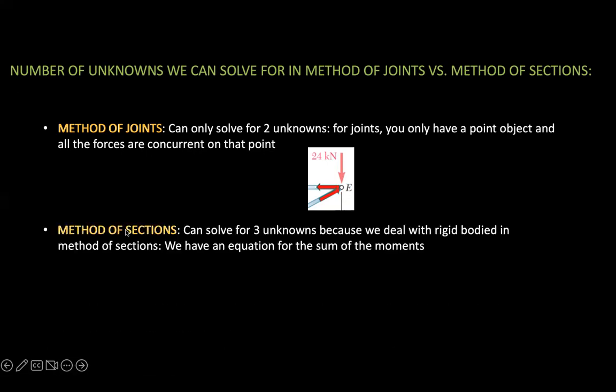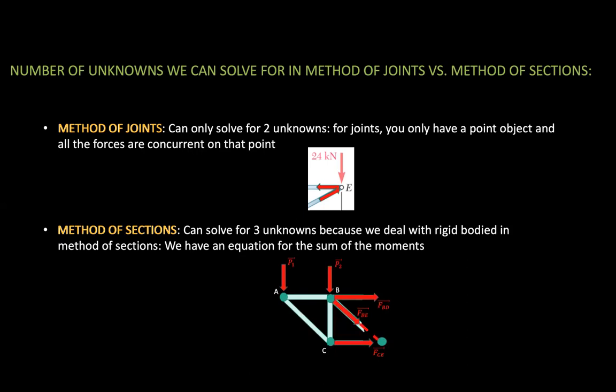In the method of sections, we can solve for three unknowns because we deal with rigid bodies in the method of sections. We thus have an additional equation for the sum of the moments. Like in this example over here, where we had these three unknowns, FBD, FBE, and FCE. And basically, we calculated the moment about this point E.